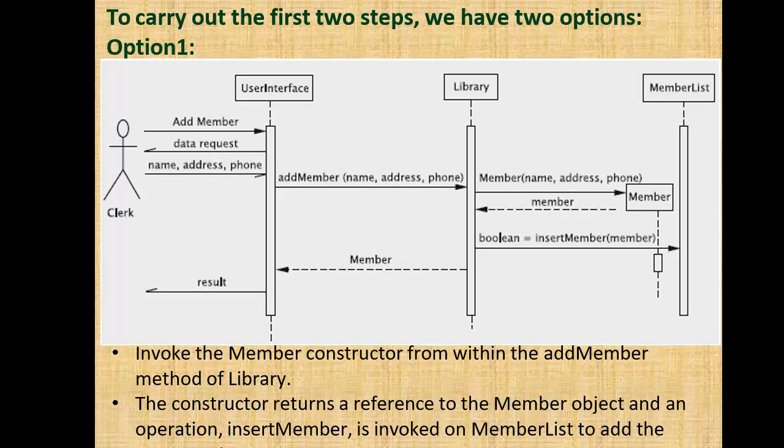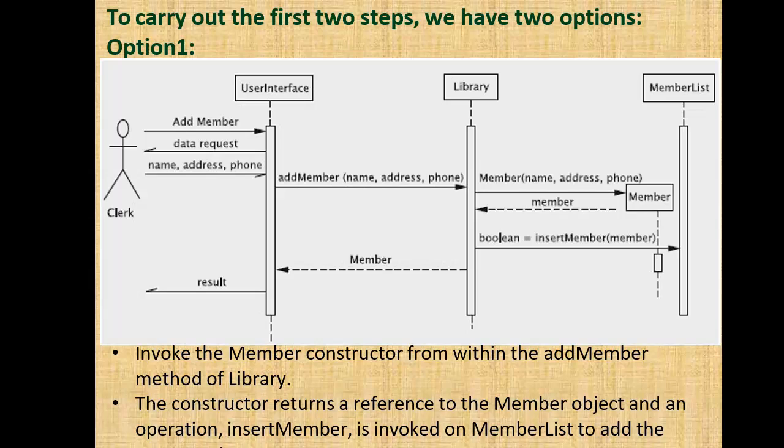For the first option, we invoke the member constructor from within the add member method of the library, and the constructor returns a reference to the member object, and the operation insert member is invoked on the member list to add the new member. Based on that, this sequence diagram is given. So you have the user interface class, library and member list.